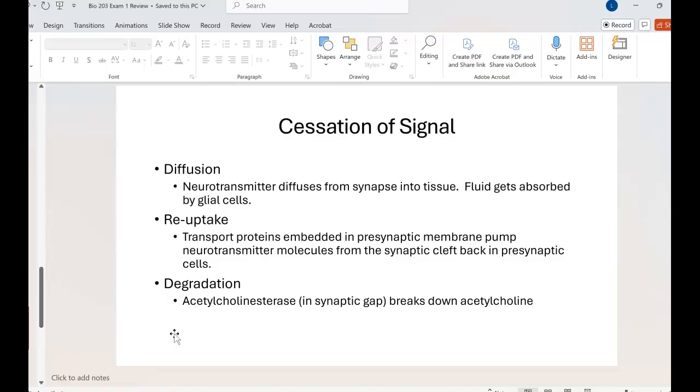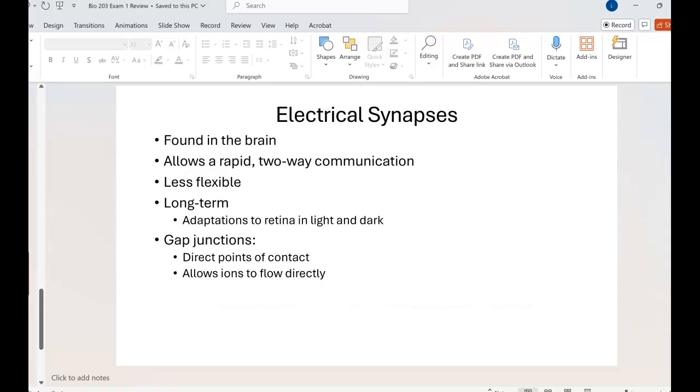And we can also have enzymes degrade that neurotransmitter. So for example, acetylcholinesterase is in that synaptic cleft and it can degrade, break down that acetylcholine so it's not hanging out there forever. So remember, it's all about control. It's all about flexibility. That's what the neurotransmitters get for us.